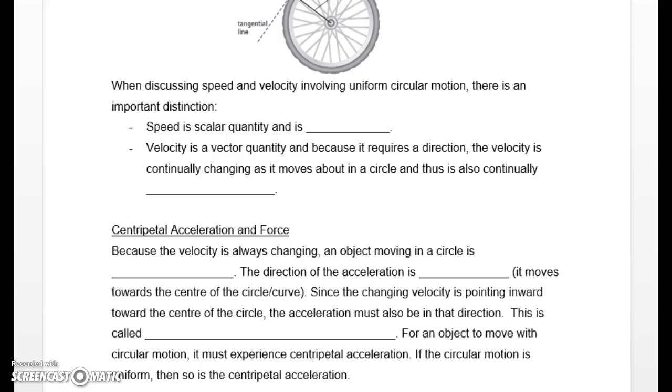Alright, so when discussing speed and velocity, in terms of uniform circular motion, there's a really important distinction that we need to make. So speed is a scalar quantity. If you guys remember what a scalar quantity is, that means it has just a magnitude, which is the size and the units. So in terms of uniform circular motion, speed is going to be a constant value.